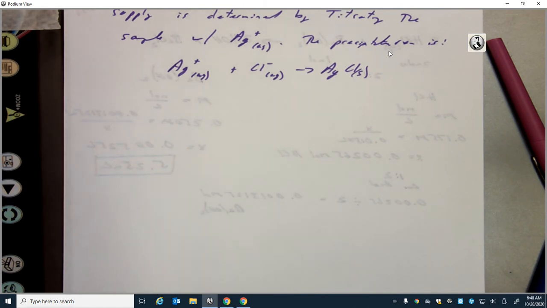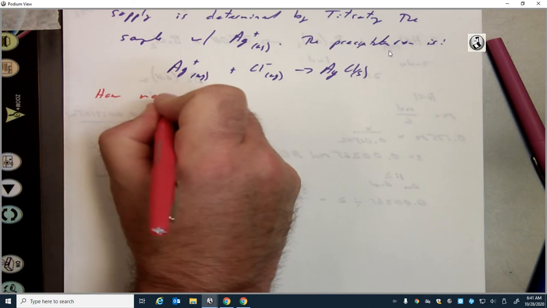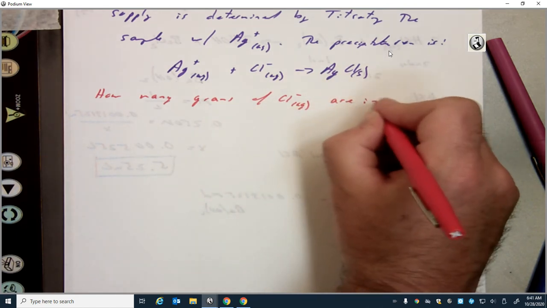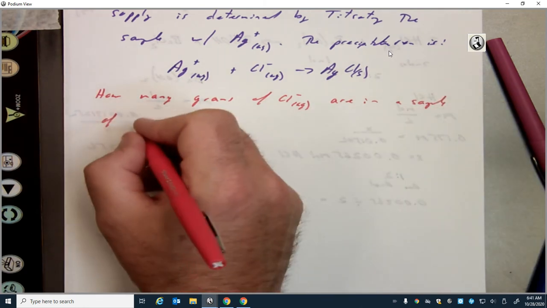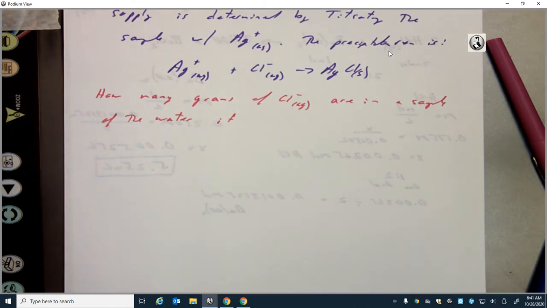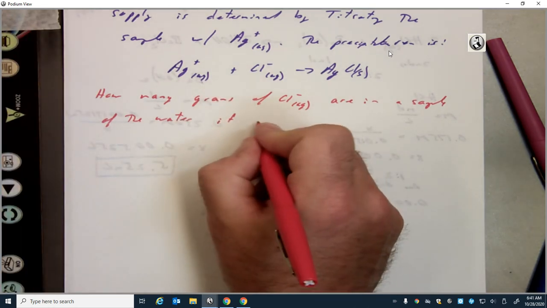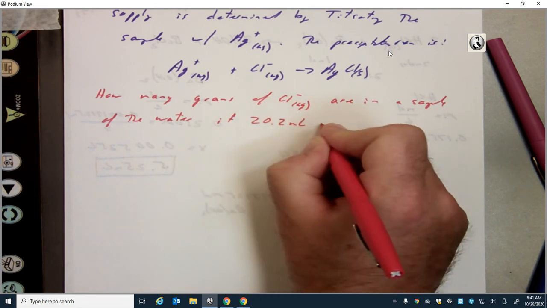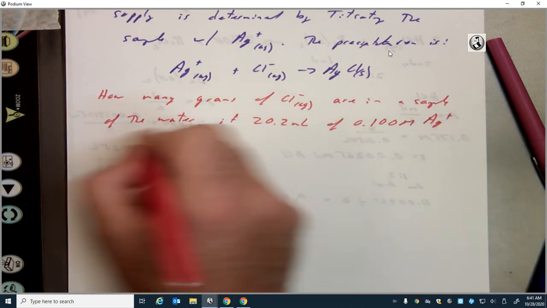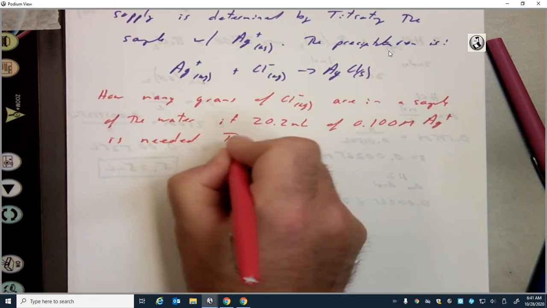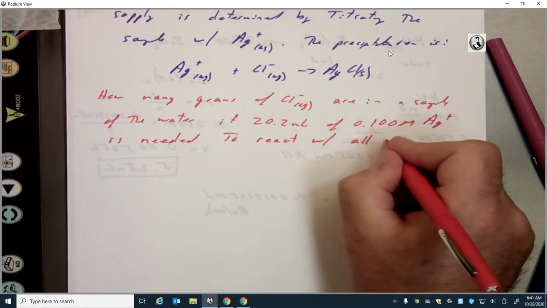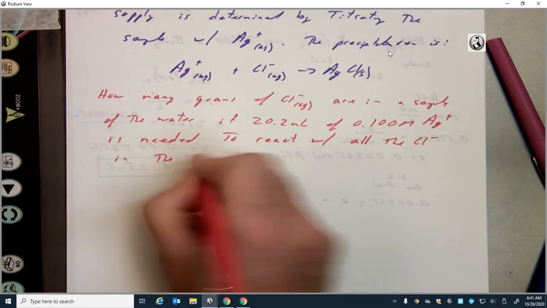Ready? How many grams of Cl minus aqueous are in a sample of the water if 20.2 milliliters of 0.100 molar Ag plus is needed to react with all the Cl minus in the sample.